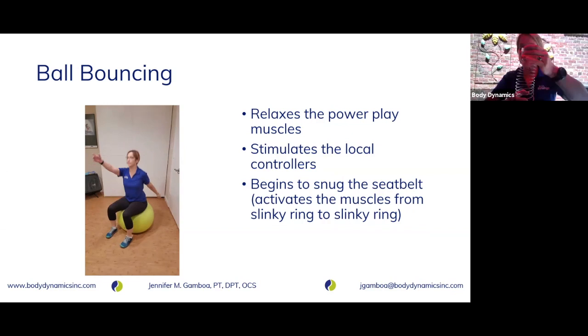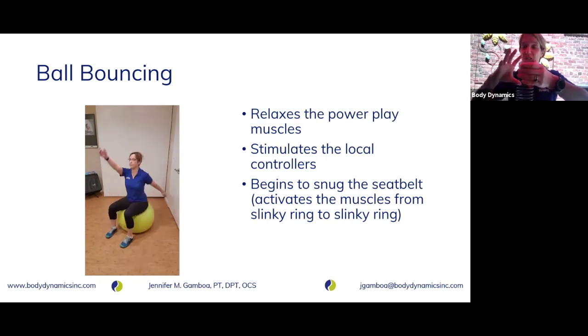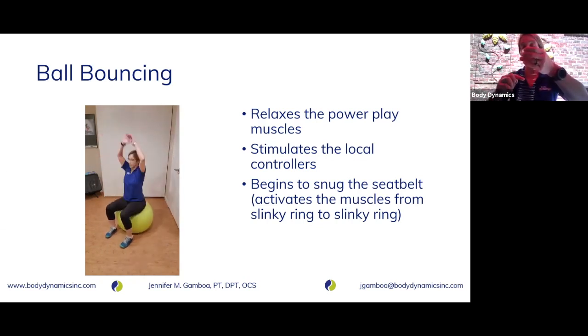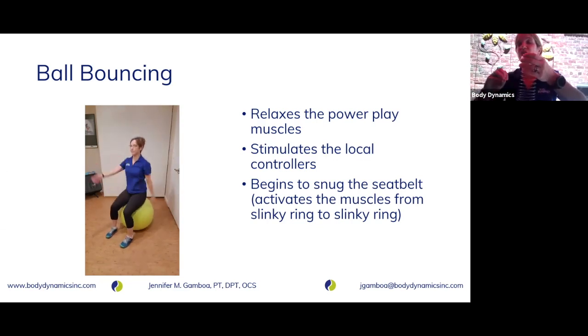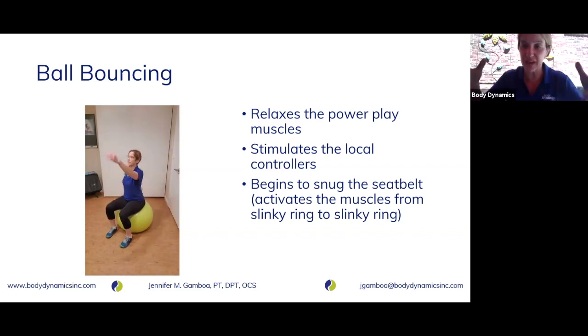But at the same time, these long strap muscles are like, what the heck is going on? That is not a run, jump, and play action. I have no idea what you're asking of me. And what it actually does is it helps to shut those big power play muscles off. Those are the ones that feel stiff because they're overactive, right? So the ball bouncing is powerful because it stimulates the local controllers, the muscles that go slinky ring to slinky ring, and it deactivates or causes the big power play muscles to start to shut off. And so that's the first stage for starting to create a snugger seat belt at the appropriate level.